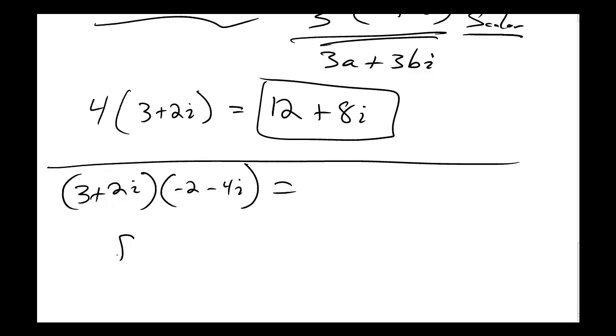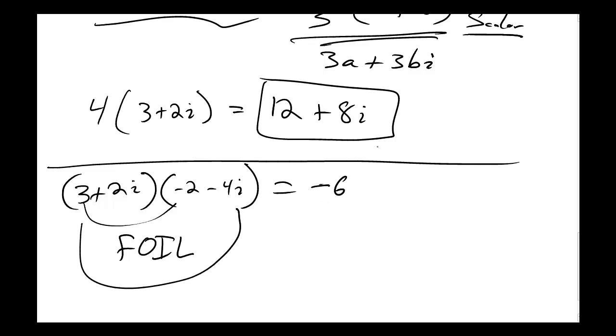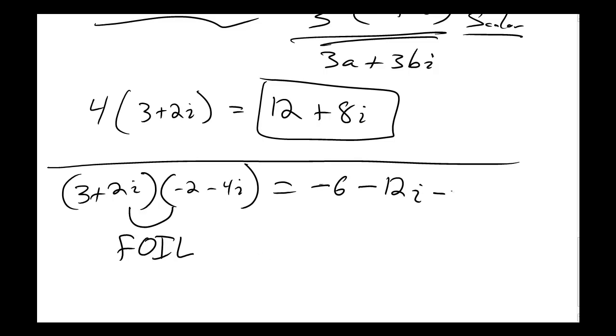To do this, I'm going to have to FOIL. I'm going to multiply my first two terms together and get negative 6. I'm going to multiply my outer two terms together and get negative 12i. I'm going to multiply my inner two terms together and get negative 4i. And lastly, I'm going to multiply my last two terms together and get negative 8i squared.